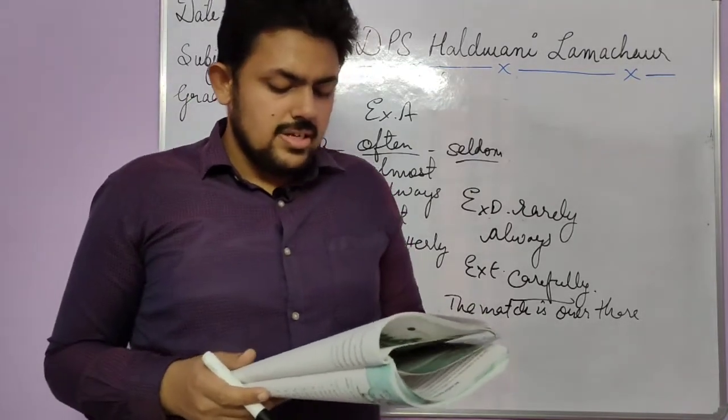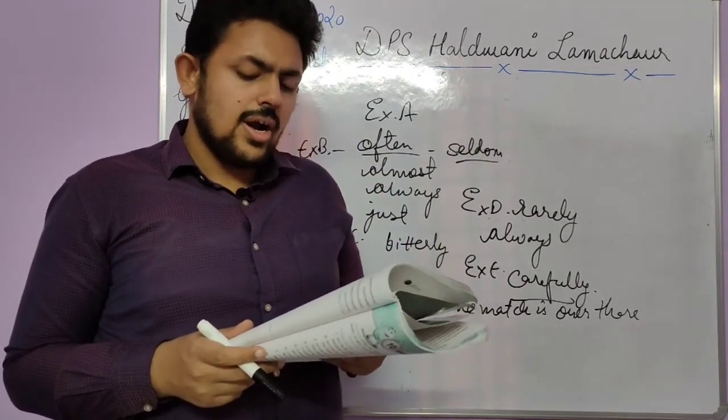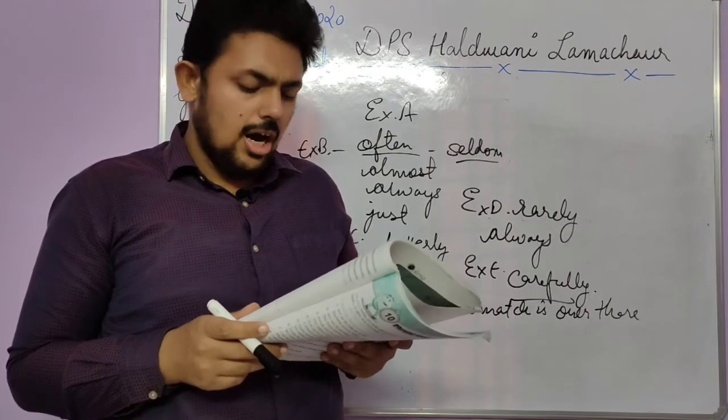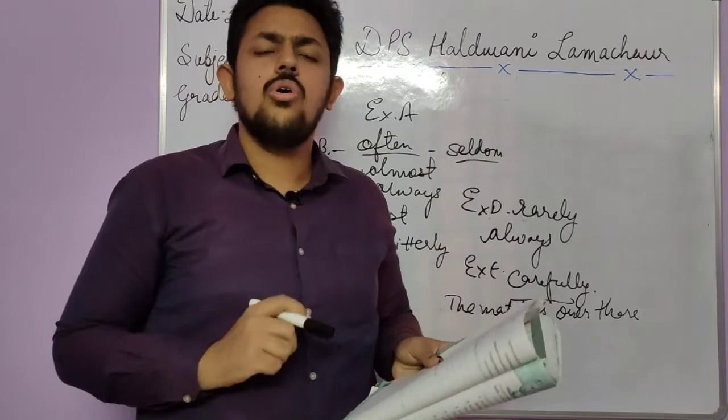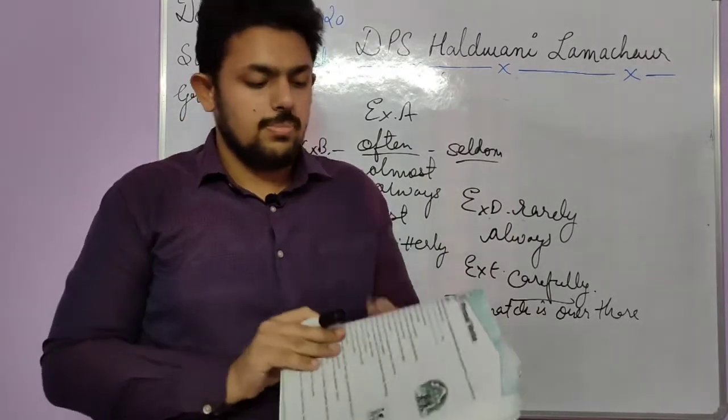Exercise H. Circle the adverb in each sentence. Write whether the adverb is describing how, when, where an action is taking place. This one you have to do on your own. We will discuss it in the Google Meet.